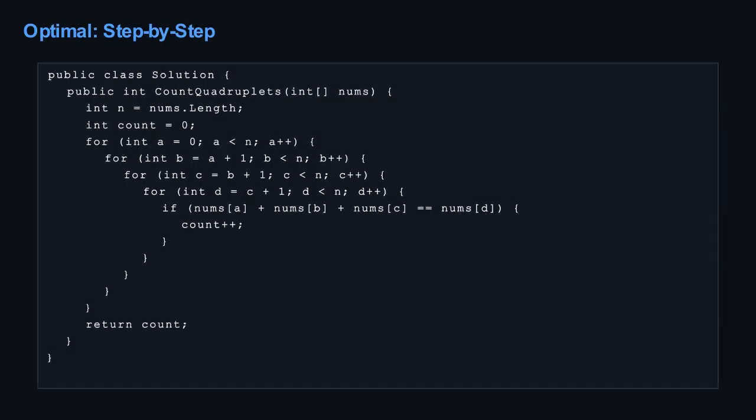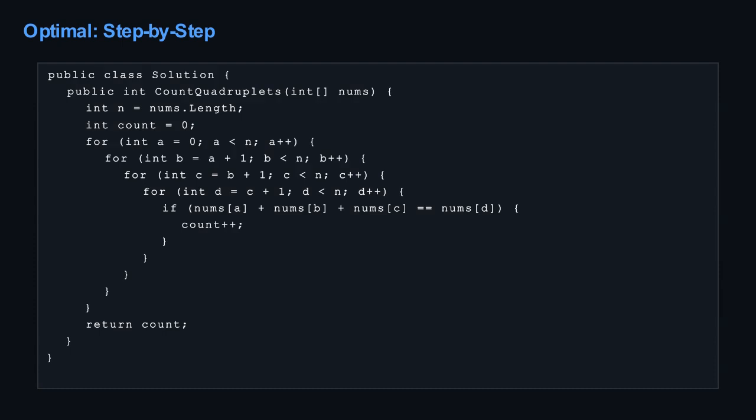Let's trace with the example 1, 2, 3, 6. Initially, our map has nums[0] + nums[1], which is 1 + 2 = 3, with a frequency of 1. Now, c starts at index 2, nums[c] is 3. D starts at index 3, nums[d] is 6. Our target is nums[d] - nums[c], which is 6 - 3 = 3. We check our map for 3. It exists with a frequency of 1, so we add 1 to our total count.